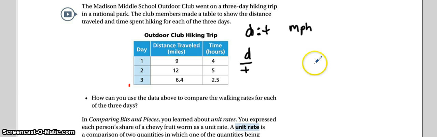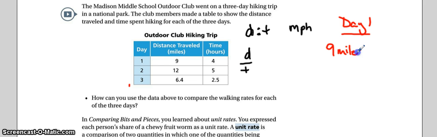Okay, so let's look at day 1. Day 1, we traveled 9 miles, and it took us 4 hours. So in order to get a unit rate for 1 hour, we want to figure out how fast we walked for 1 hour. What we want to do is turn the number for hours into a 1 for 1 hour. So in order to do that, we're going to divide the number for hours into 1.